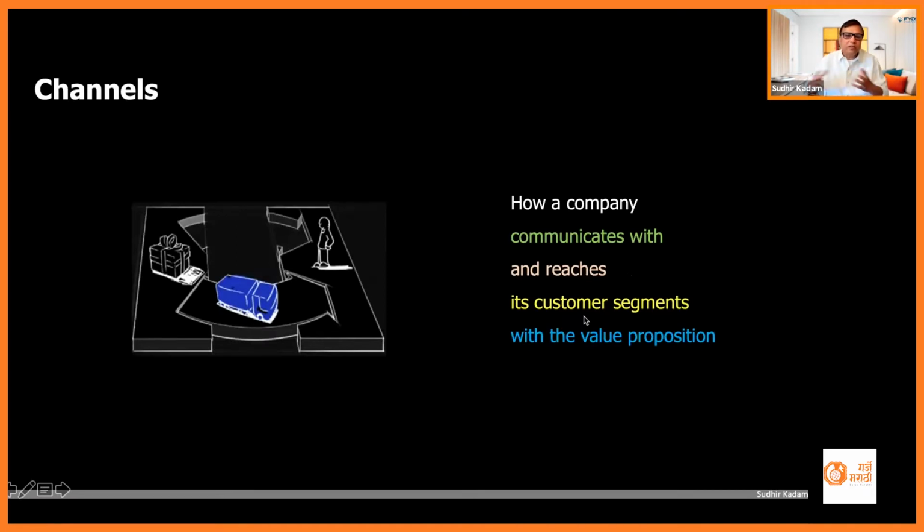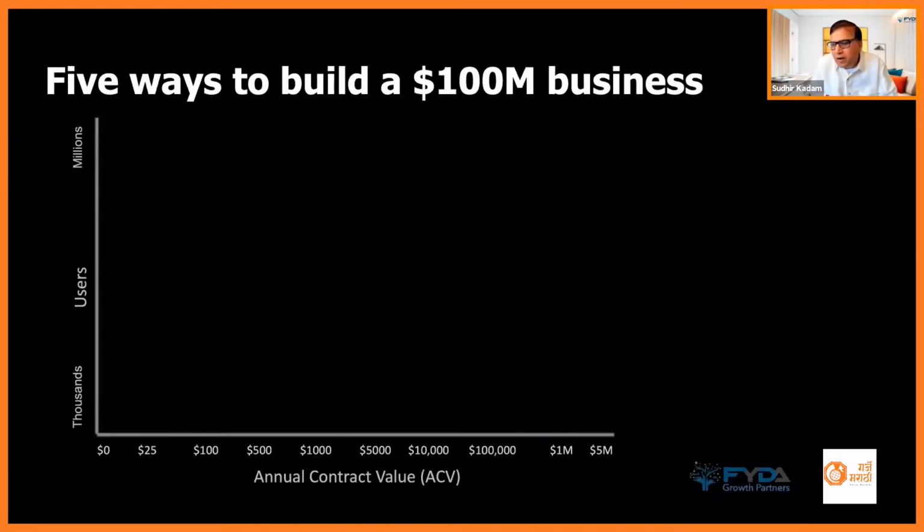Okay, so there are various ways to reach your customers. You can reach them by 100% sales or 100% marketing or a mix of sales and marketing. So I will take an example of, how would you build a $100 million business? Because we all want to build a very large business, correct? So how do we build a $100 million business? There are various ways to do that.